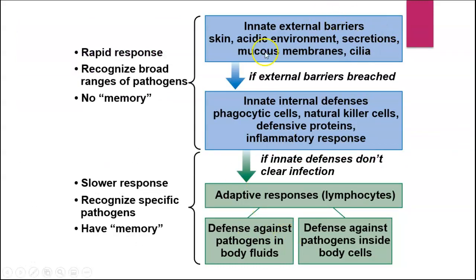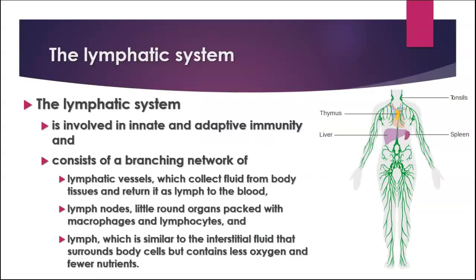So your rapid response again is your external barriers, okay? And if those things are breached, then you move toward the slower response, which is the adaptive immunity rather than the innate. And that involves various kinds of blood cells called lymphocytes. And that will produce a defense against pathogens in your body fluids, and also against pathogens inside body cells. You have cells that will actually seek out and destroy infected cells. Another really important thing about this part of your immune system is that there's memory involved here, so that your immune system remembers its exposure to those things in the future and can mount a faster response the next time.